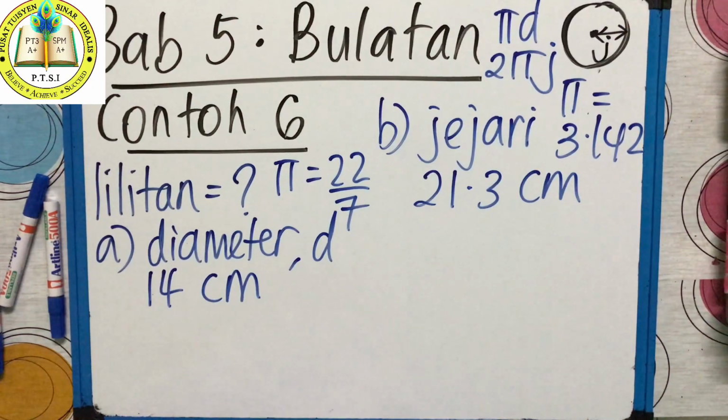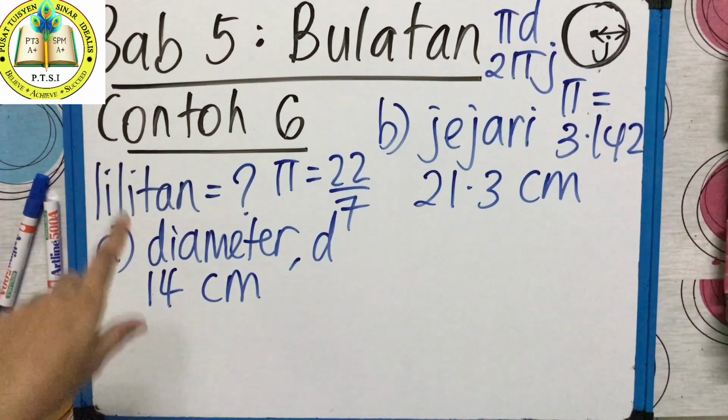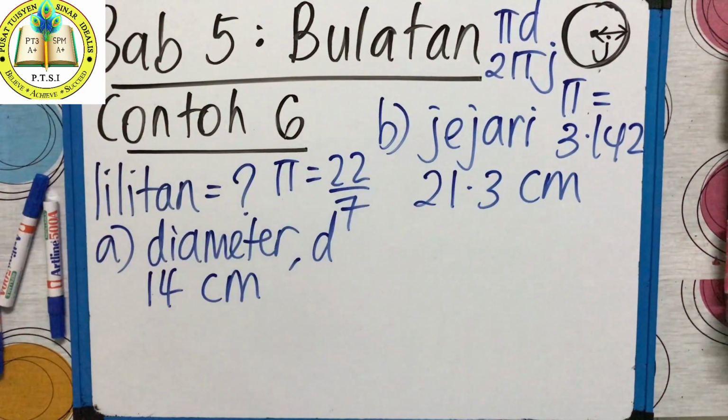Kelas, hari ini cikgu akan mulakan bab 5 bulatan. Form 2 class, we will start chapter 5, circle. Okay, if you see the circle in your textbook, you have different labeling for the circle. Kamu ada banyak labeling untuk bulatan.